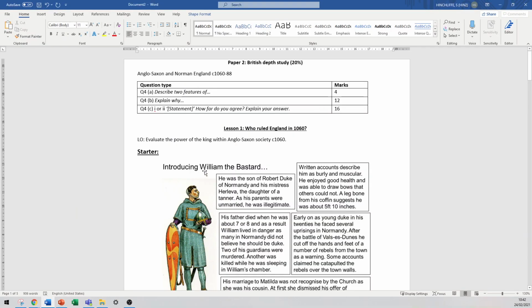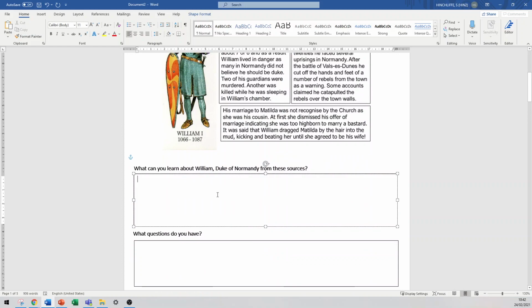On the booklet, you've got a box here. If you're using the online document, it's a box. If you're using the physical booklet, it's lines. Just to write down a couple of things you can learn about William. So pause the video now.